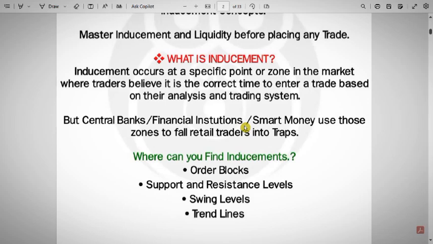Now, where can you find inducements? That's the most important thing that we need to discuss. Okay, so the first thing is you find inducement where there are order blocks, where there are support and resistance levels, where there are swing levels, and where there are trend lines.